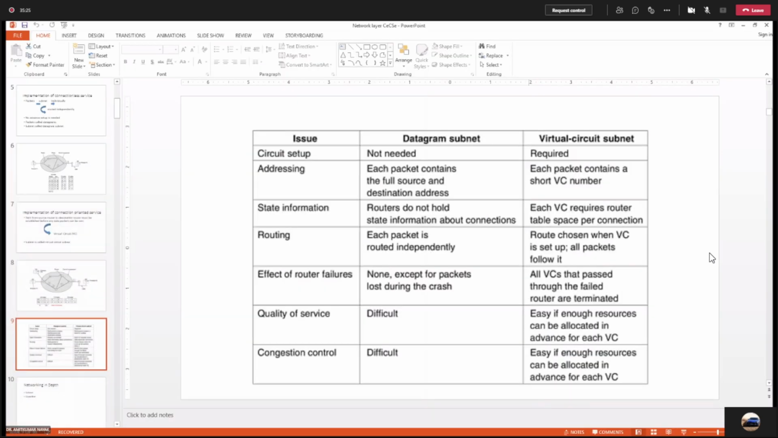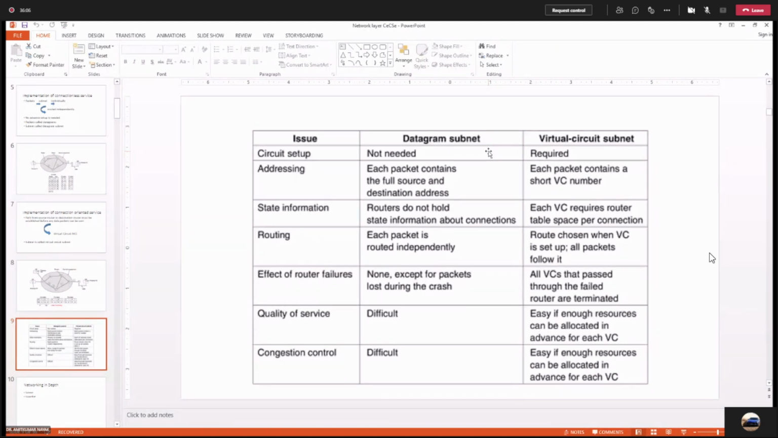Now, from your side, I want the explanation about any 2 points, any 2 issues which are listed on your screen. Explain to me any 2 issues which differentiate datagram subnet from virtual circuit subnet. Virtual circuit subnet is connection-oriented communication and datagram subnet is connection-less communication. So can you explain any 2 issues with respect to datagram subnet and virtual circuit subnet out of the issues which we have discussed?